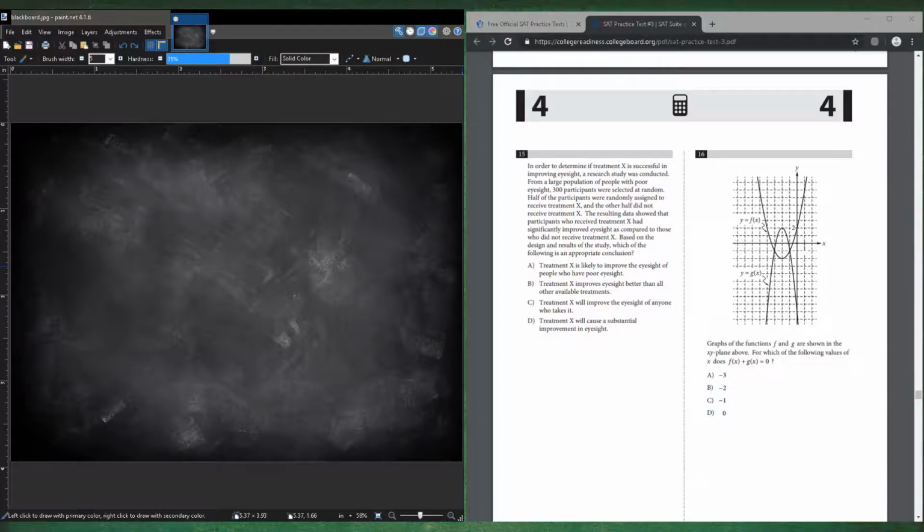Question 15. In order to determine if treatment X is successful in improving eyesight, a research survey was conducted from a large population of people with poor eyesight. 300 participants were selected at random. Half the participants were randomly assigned to treatment X, and the other half did not take X. The results showed that the participants who took X had significantly improved eyesight compared to those who did not receive X. Based on the design and results of the study, which of the following is an appropriate conclusion?